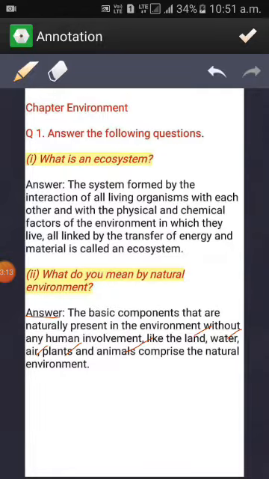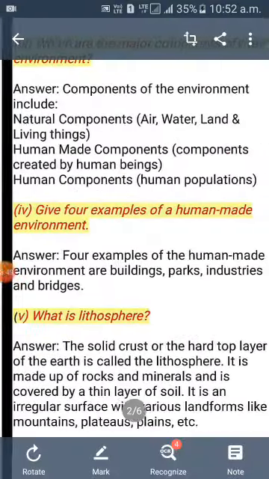We can say that the environment has both natural components and man-made components. The natural components include land, it is naturally created. In the same way, water, air, plants and animals, these are naturally created and they exist naturally. So this set up in the environment comprises the natural environment. Okay, we'll move to the next question.